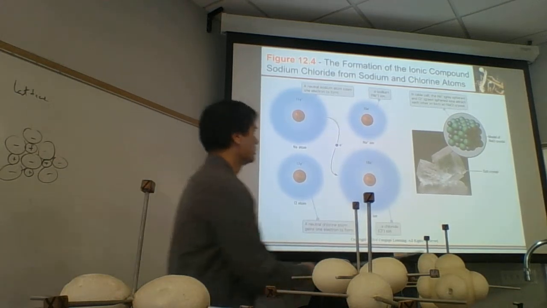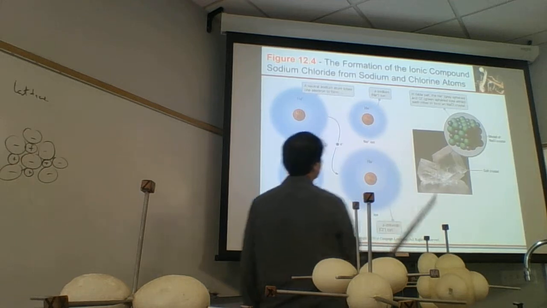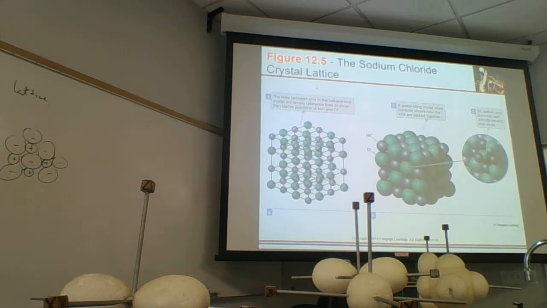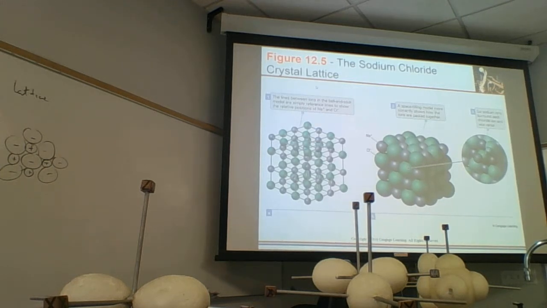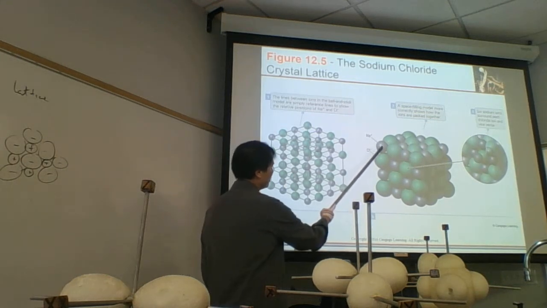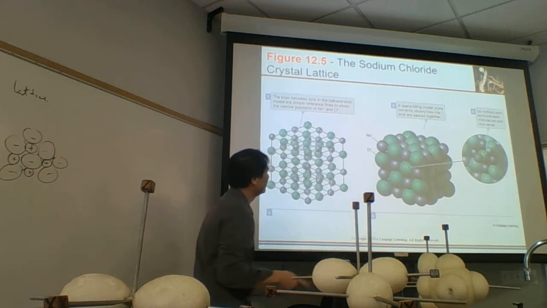Here's the lattice. Another view of the lattice. This is an expanded view of the lattice, so you can see the connections. The sodium ions are gray, the chloride ions are green.